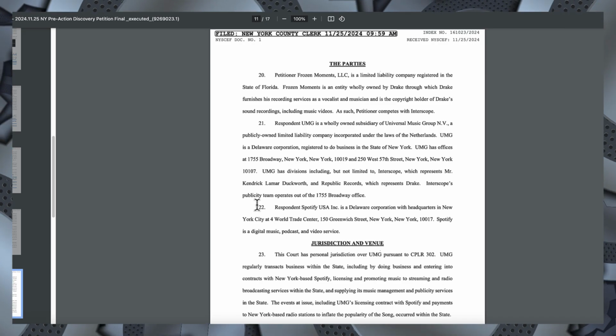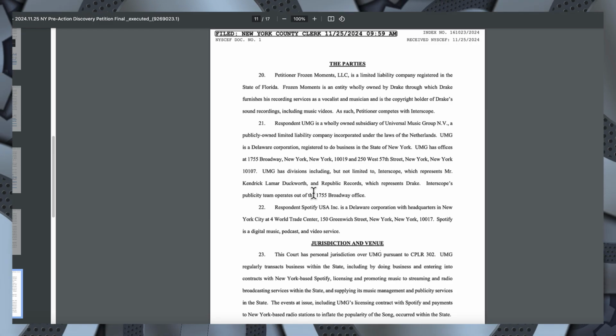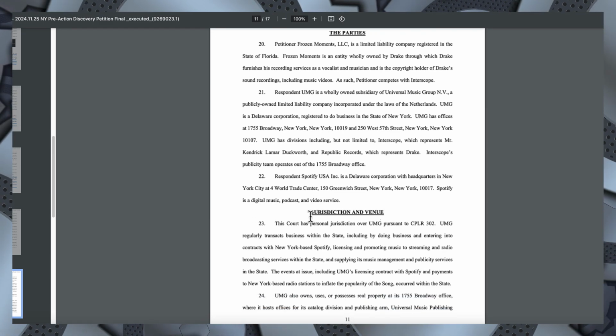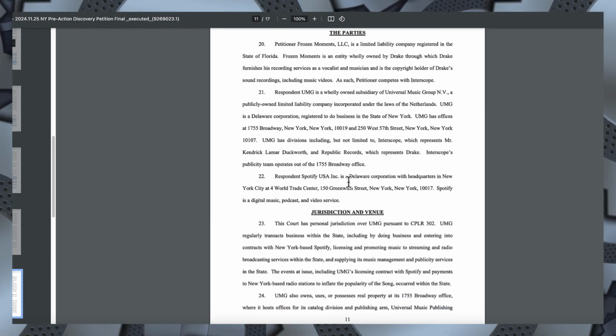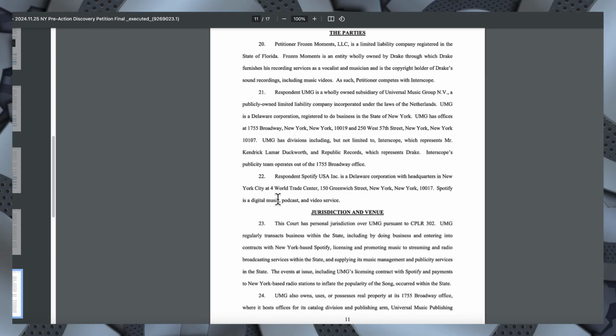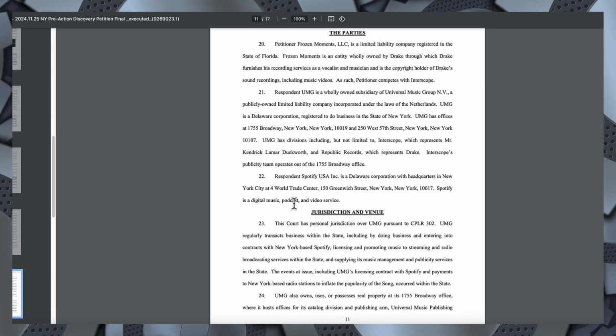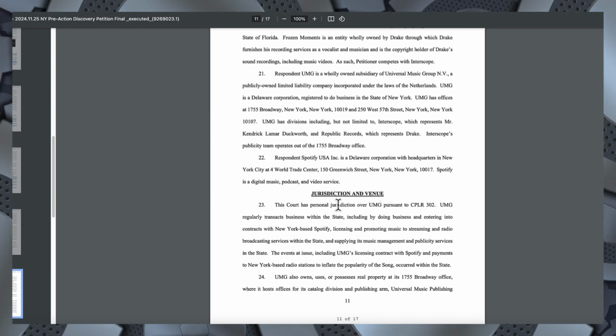Interscope's publicity team operates out of the 755 Broadway office. Respondent Spotify USA Inc. is a Delaware corporation with headquarters in New York City at World Trade Center. Spotify is a digital music, podcast, and video service.